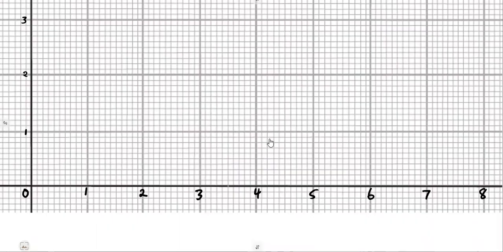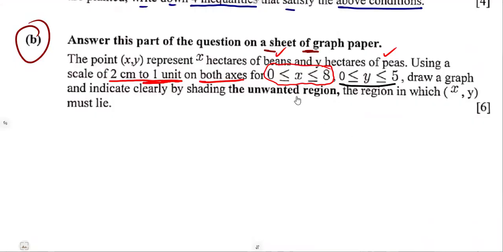Then we can represent our inequalities. As we do that, you're supposed to draw a graph indicating clearly by shading the unwanted region, and they even indicated that in bold, guys. What is not needed? The unwanted region. The region in which XY must lie. So you must shade what is not needed.